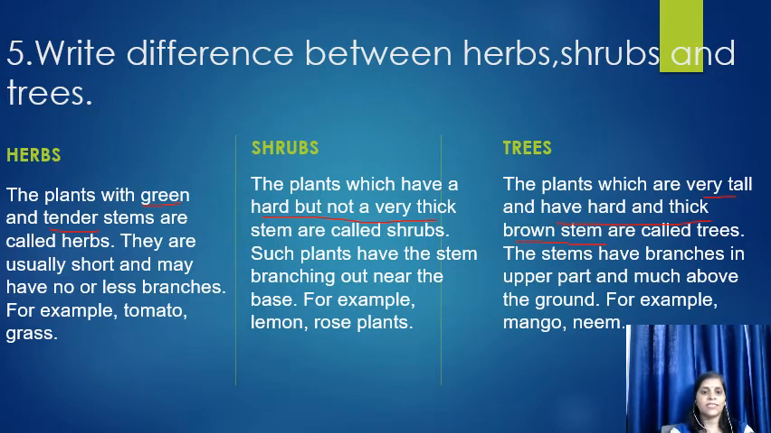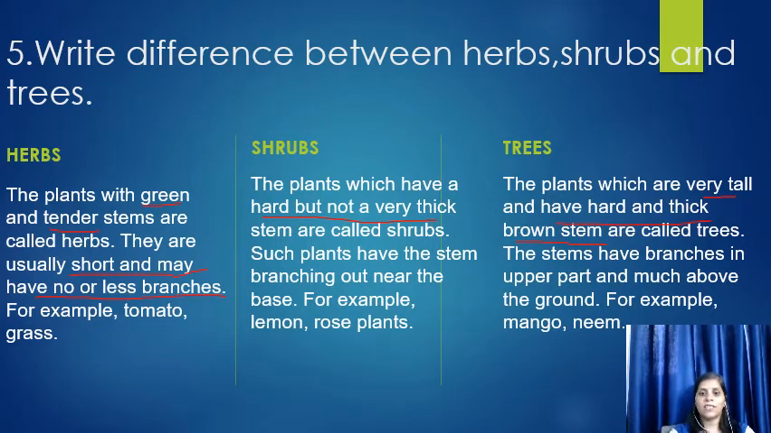Clear? So the first difference: herbs have green and tender stem, shrubs have a hard stem but not very thick, and trees have a hard and thick brown stem. Another difference: herbs are usually short and generally do not have branches. If branches are present, they are very few in number.